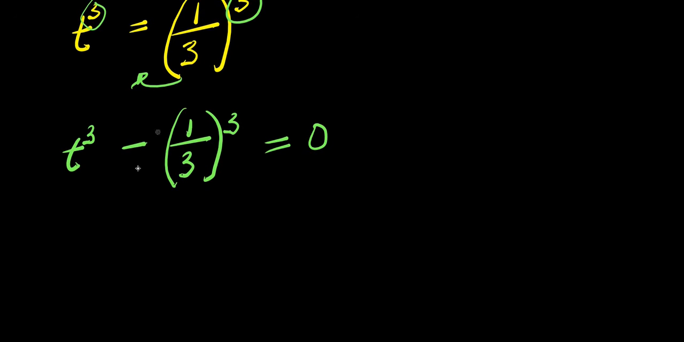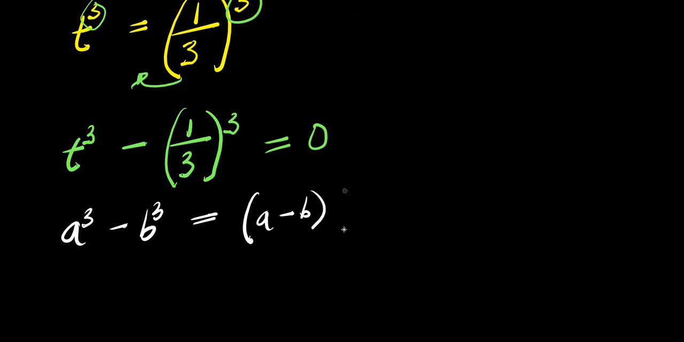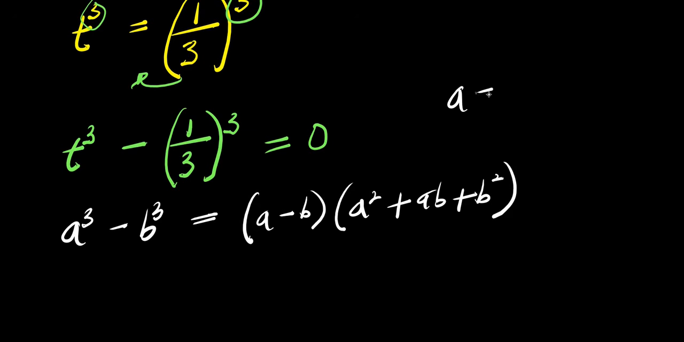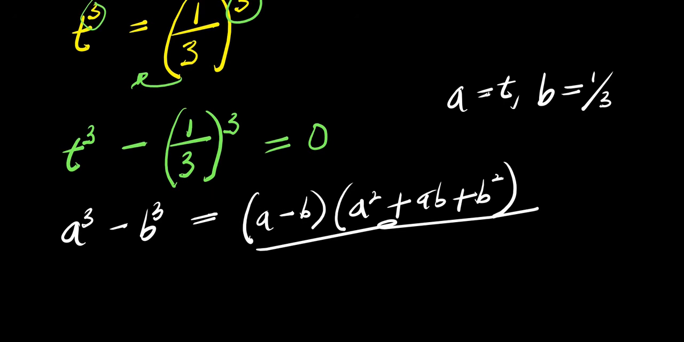So right now, we need to expand this, and we can do that using this identity. If you have a to the power 3 minus b to the power 3, this equals a minus b times a squared plus ab plus b to the power of 2. And in this case, our a equals t and b equals 1 over 3. So let's do that right here using this identity.